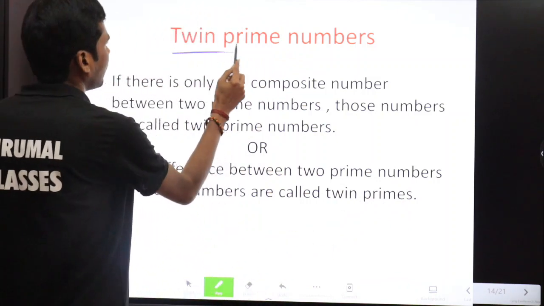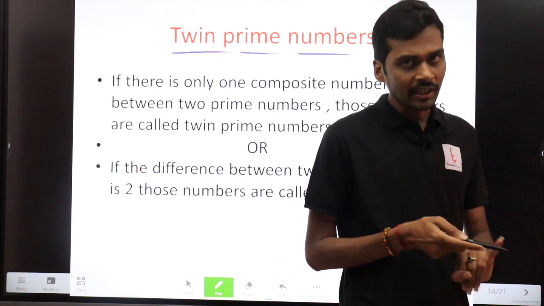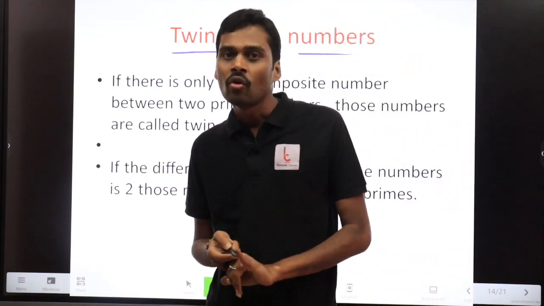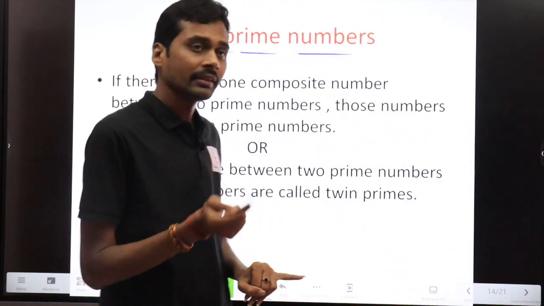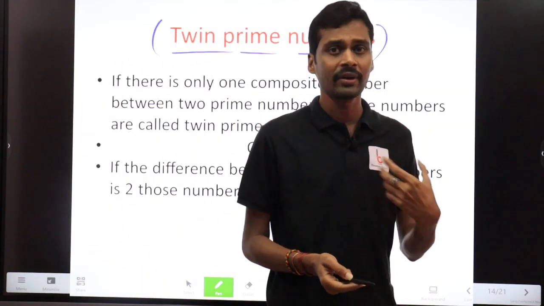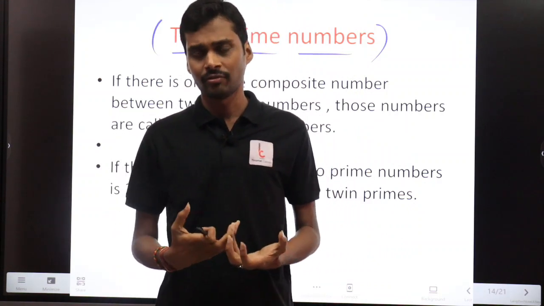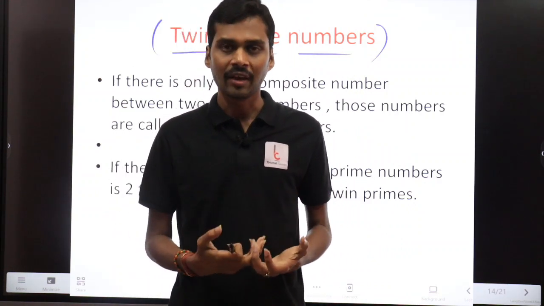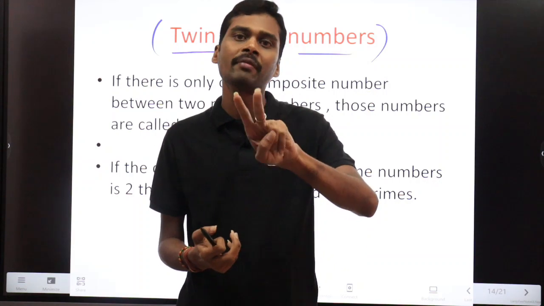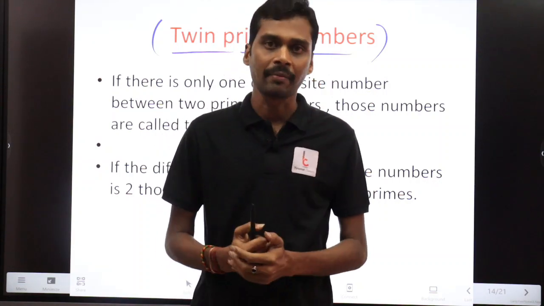Another type of numbers is twin prime numbers. So what is a prime number? A prime number must have only 2 factors. Then there is another one, twin prime numbers. Twin prime numbers are different from prime numbers. What are twin prime numbers? Twin prime numbers are nothing but if the difference of any 2 prime numbers is 2, then those 2 prime numbers are called twin prime numbers.